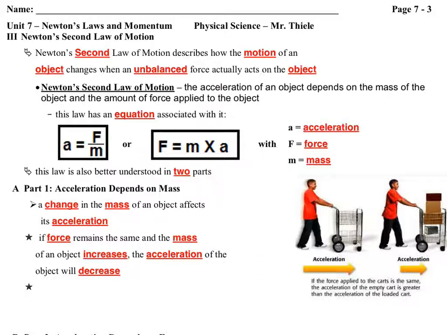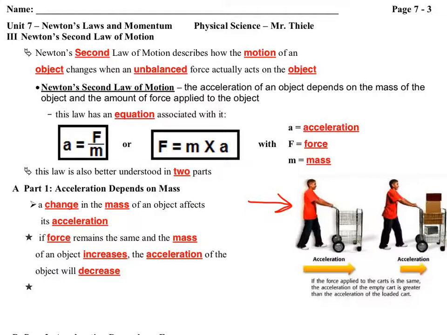All this is saying is that if you take an object, and the picture over here on the right illustrates this clearly. If you take an object and you push it with some amount of force, and then you take the same object and you make it more massive, you add mass to the object. So in other words, it's more massive and it becomes heavier. If you then push that object again with the same amount of force as the first time you pushed it, it will accelerate more slowly. It will not speed up as quickly as the first time you pushed it when it had less mass.